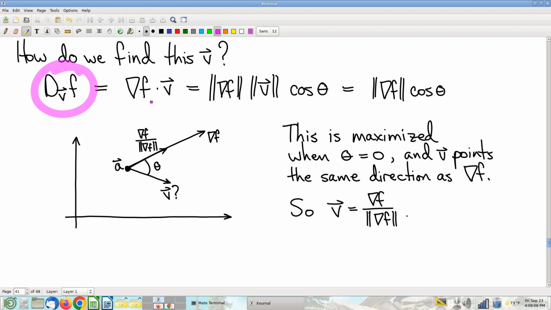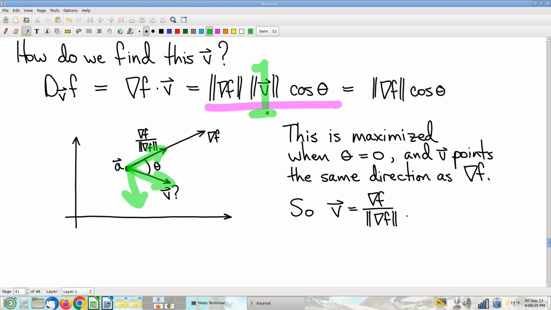Don't forget, directional derivatives are computed with a dot product. Dot products are computed like so. If you think about it, our unit vectors here all have magnitude equal to 1, so that factor can get thrown away. So what we really want to maximize then is that product right there.